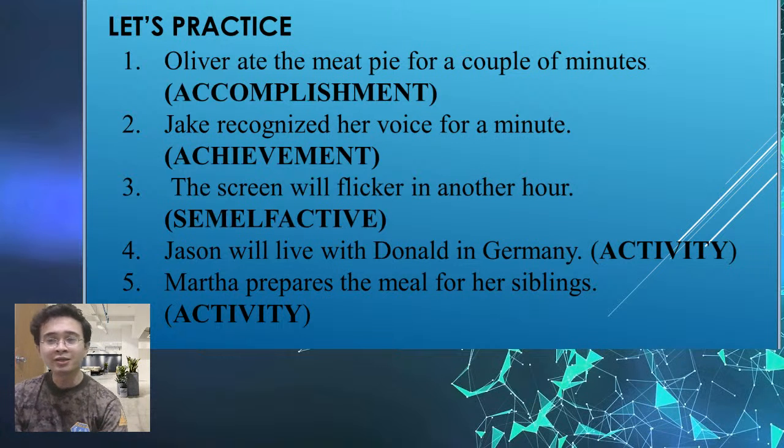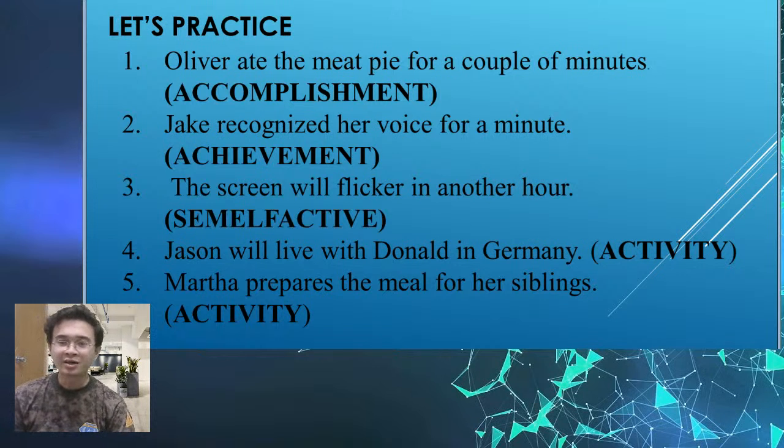For number 3, the screen will flicker in another hour. Oh, we had the word flicker. Okay, maybe less than 1 second or 2 seconds that the screen will flicker in another hour. So it means this action also will happen probably quickly, but somehow there's no result. After it flickers, what happens? We don't know, right? We don't know exactly. So this kind of verb, we call this one semelfactive.